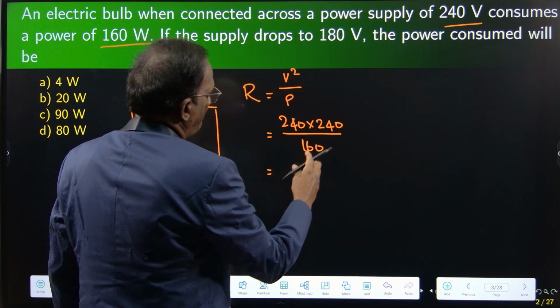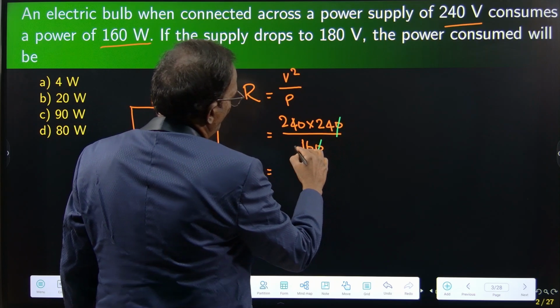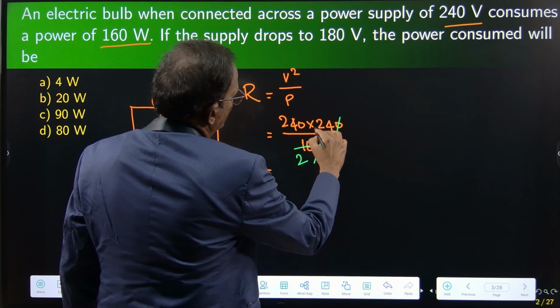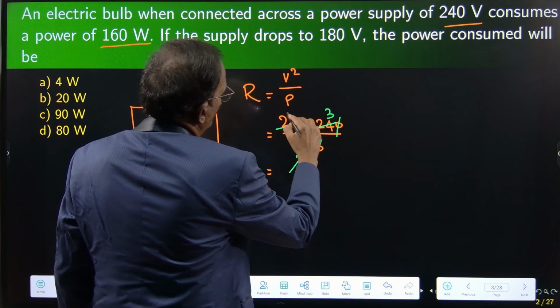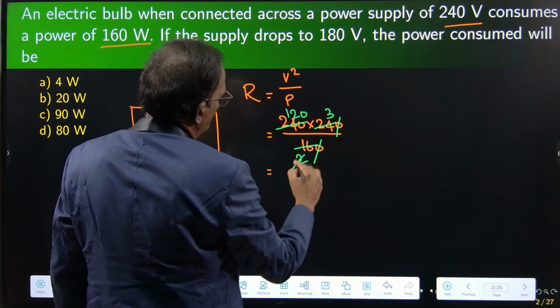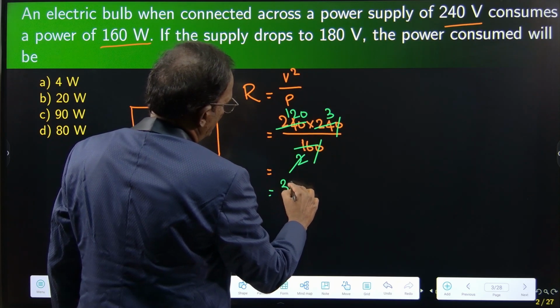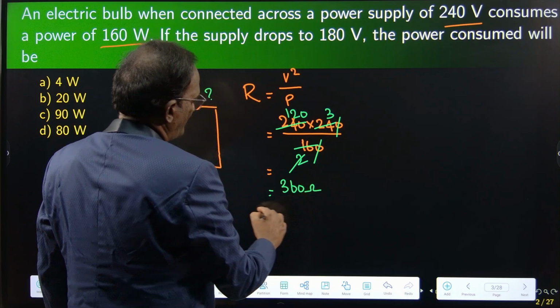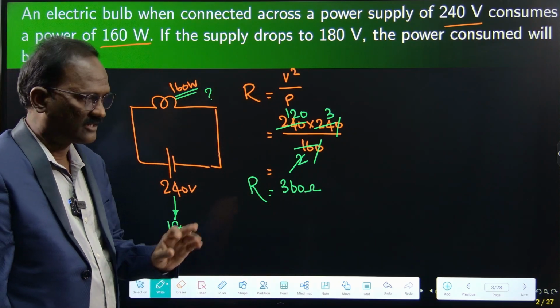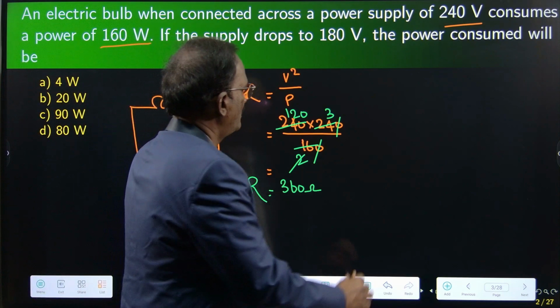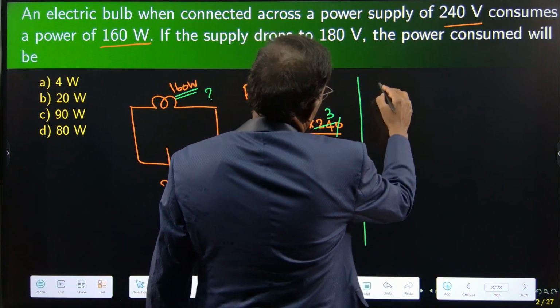So this will be 2 into 8, 3 into 8. So this is 120. 3 into 120 is 360 ohms. The resistance of the bulb is 360 ohms. It is constant. Then the new power.